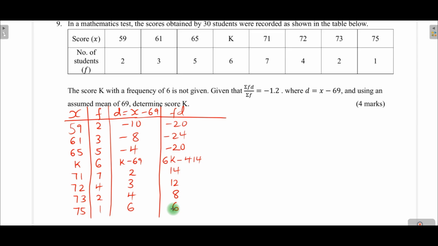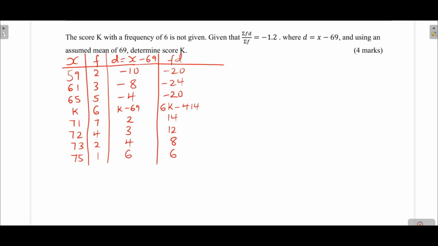And therefore, we need to add. We get the sum of FD. So the sum, if we add all of them, minus 20 plus minus 24 minus 20 plus 14 plus 12 plus 8 plus 6, we end up getting in total 6k minus 438. And here we have the sum of f. It is actually 30 if you add all of them.